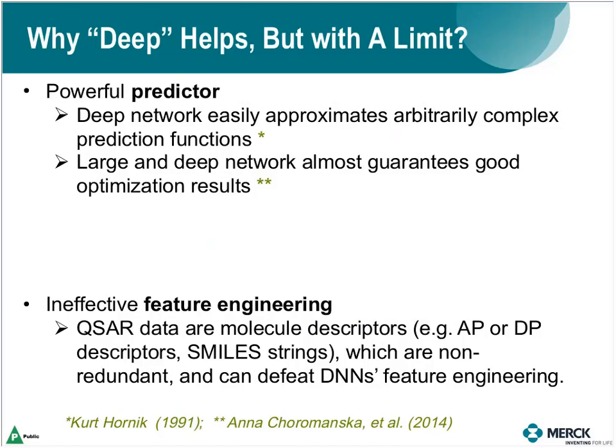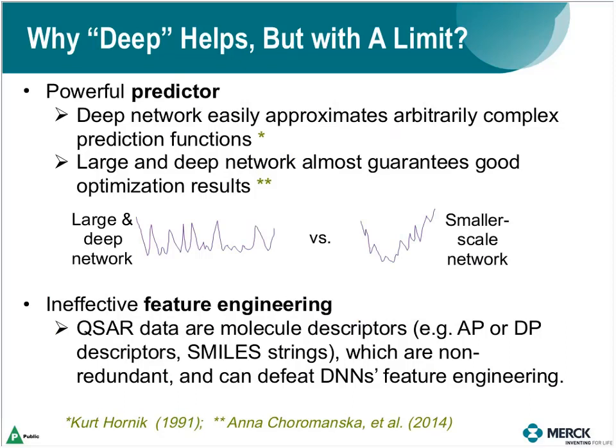Two series of papers. One was published in 1991, another was published more recently. Basically, the first one is what we all know: a deep neural net easily approximates almost every arbitrarily complex predictive function. The second one is useful in the sense that it says for a large network, the optimization landscape is like what we are showing here.